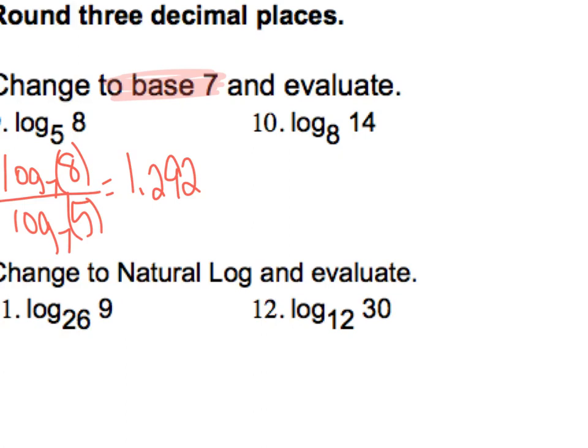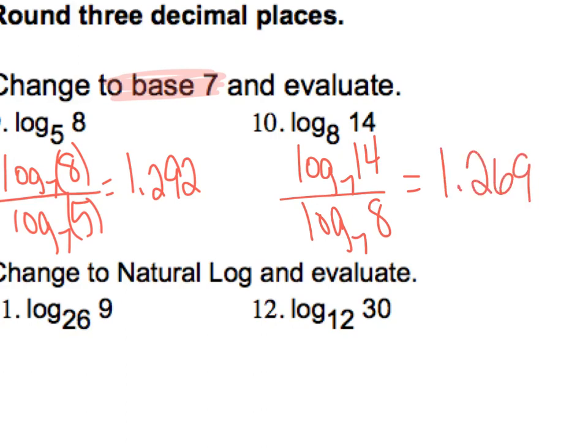Okay, number 10, again, we're just going to change it to base 7. We could change it to any base we want, but we're going to choose base 7 just as an example. If I change it to base 7, that'd be log base 7 of 14 over log base 7 of 8, and we would get 1.269.